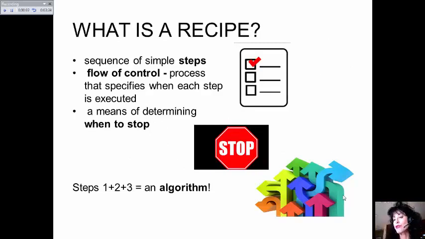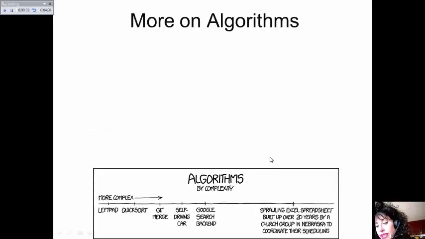Now, what is a recipe? Well, it's got 3 pieces to it. You've got the sequence of simple steps, and it's also got a flow of control. And that's a process that specifies when each step is going to be executed. And it's going to be able to determine when to stop. You know, it's going to have to give us a way of deciding when the algorithm is complete. Now, taking all of these 3 pieces together constitutes an algorithm.